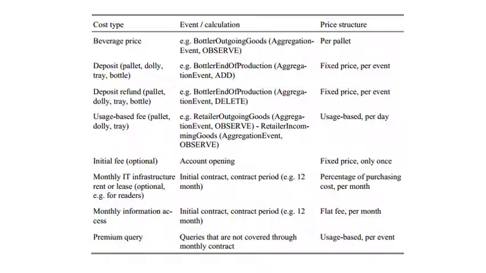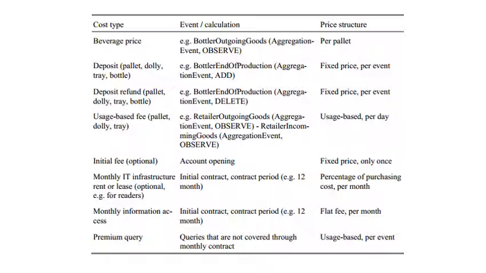The beverage cost price, for example, the bottler outgoing goods, is per pallet. For example, we know it will be supplied in terms of pallets. The deposit: pallet, dolly, tray, bottle. For example, the event calculations, or bottler end of production, aggregation add event, with a fixed price per event. Deposit refund: pallet, dolly, tray, bottle, bottler end of production, aggregation event delete, a fixed price per event. The price structure is fixed price. Nothing is going to vary. Usage based fee per pallet. The retailer outgoing goods, usage based per day.